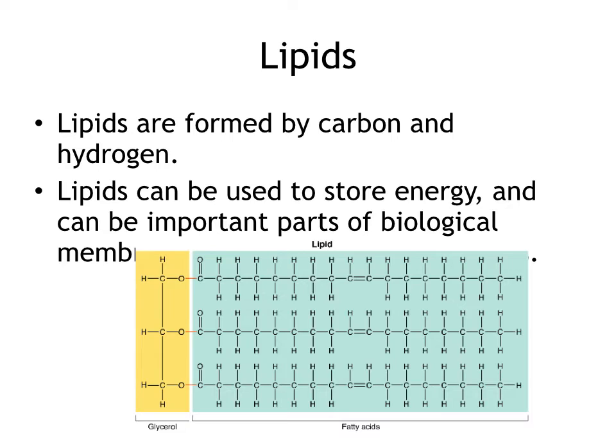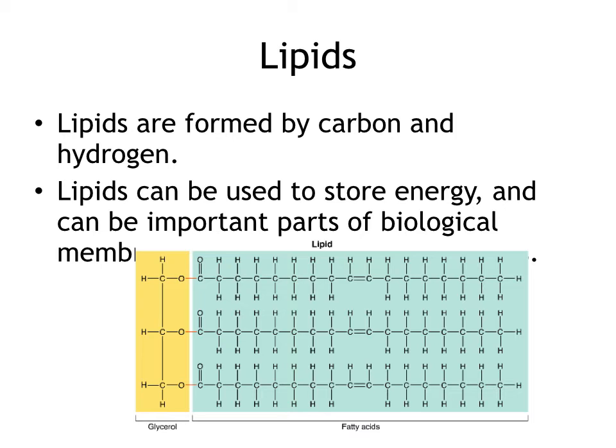Now lipids are going to be the second organic compound we're going to talk about, and they are formed with mainly carbon and hydrogen. Now you see that there are a few oxygens in there, but the majority of it is a carbon backbone with hydrogens coming off it. Now lipids can be used to store energy and can be important parts of biological membranes.